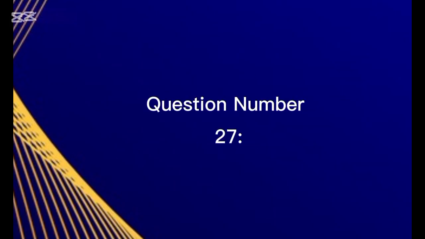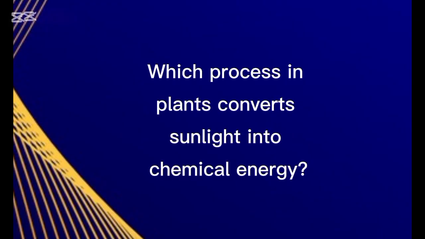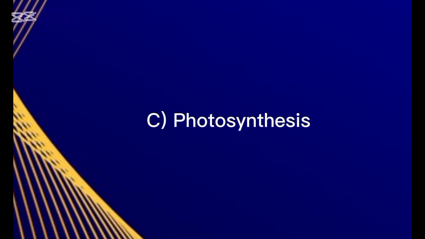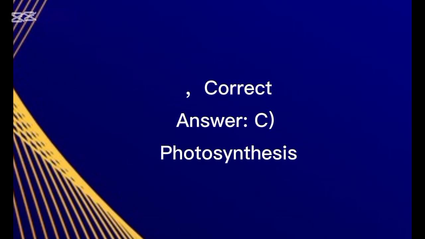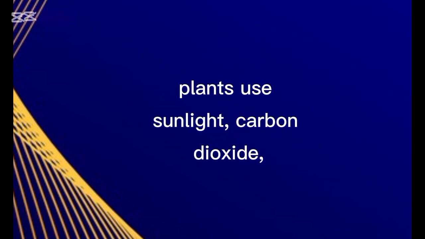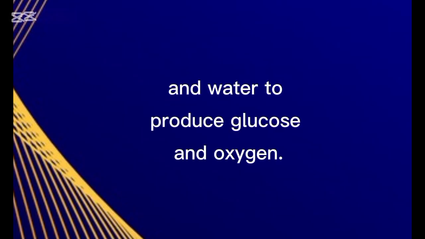Question number 27. Which process in plants converts sunlight into chemical energy? A. Respiration, B. Germination, C. Photosynthesis, D. Transpiration. Correct answer, C. Photosynthesis. Explanation: During photosynthesis, plants use sunlight, carbon dioxide, and water to produce glucose and oxygen.